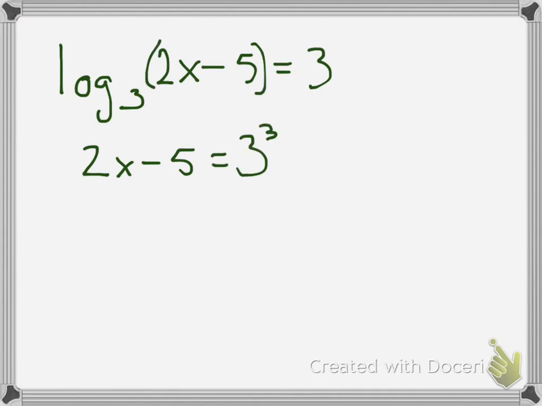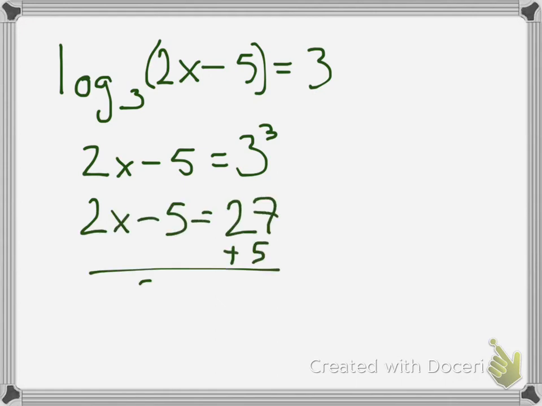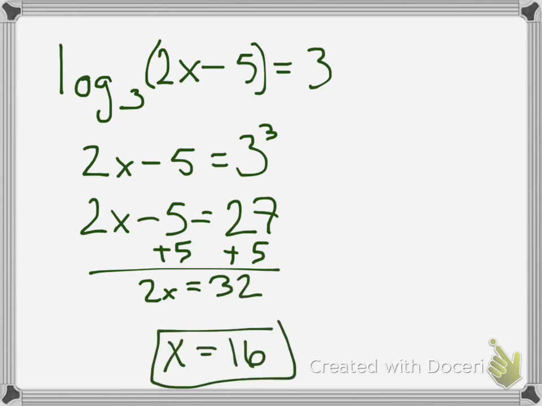Okay, 3 to the 3rd power is 27, and now we're just solving a simple two-step equation. All you got to do is add 5, divide by 2, and you got your answer of 16. Now, it is important that you should probably check these answers and kind of go from there.